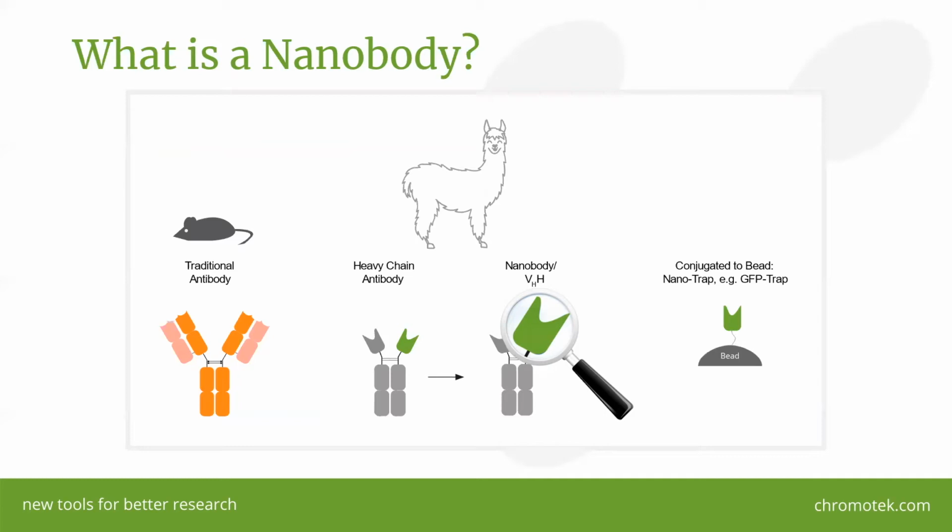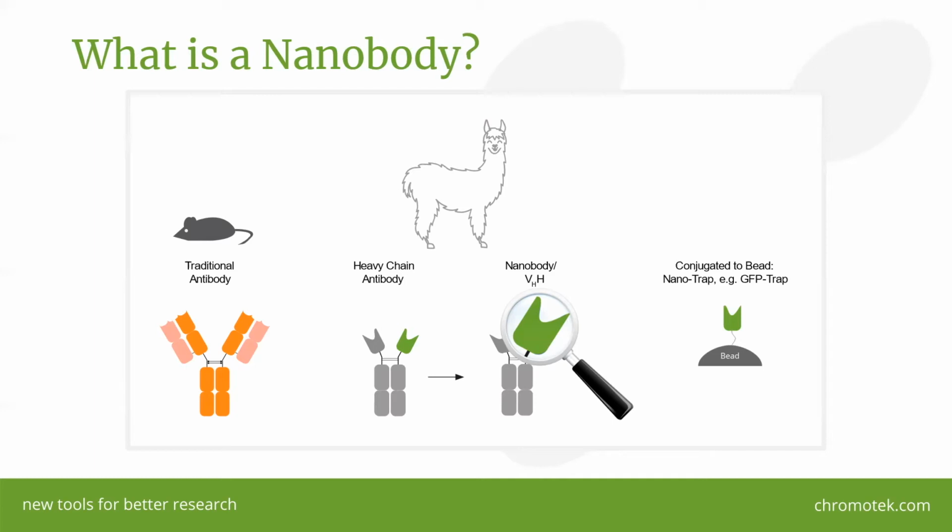On the left-hand side, you can see a mouse and below it a traditional antibody containing a heavy and a light chain. The camelids, and the alpaca belongs to the camelids, have in addition a second antibody type, a so-called heavy chain antibody. The binding domain of a heavy chain antibody, highlighted here in green, is called VHH or nanobody. A nanobody is very small, just 15 kilodalton in size, and consists of a single polypeptide chain.